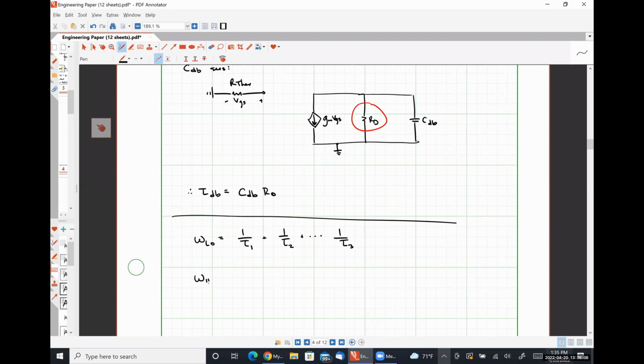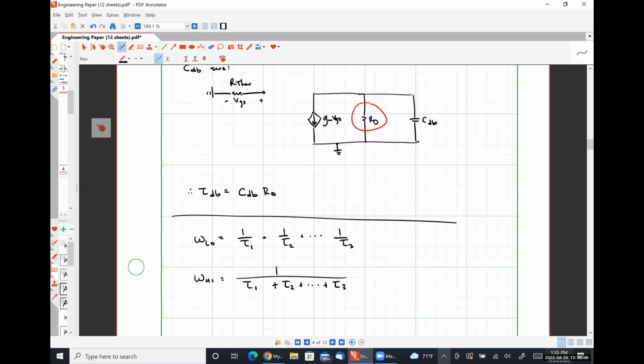So for our short circuit time constant method, we had omega low equal to 1 over tau 1 plus 1 over tau 2, etc., all the way out to 1 over tau 3. Omega high is determined slightly differently, where it is 1 over tau 1 plus tau 2 all the way out to tau 3. So instead of summing the reciprocals, we're taking the reciprocal of the sum. So it's a different thing slightly. The difference is subtle, but it is absolutely there as to what we're doing.